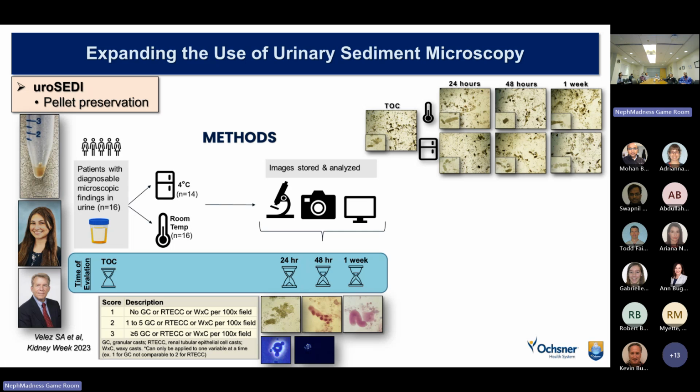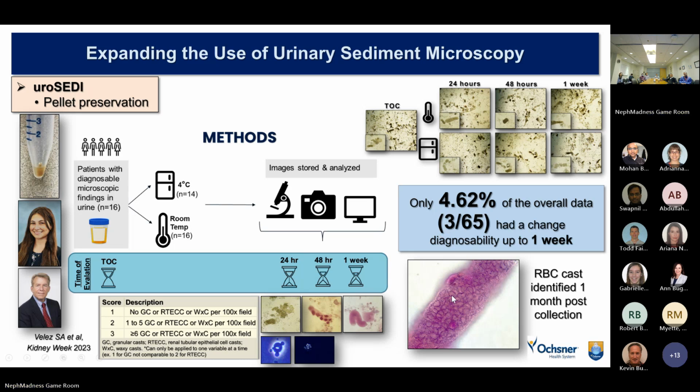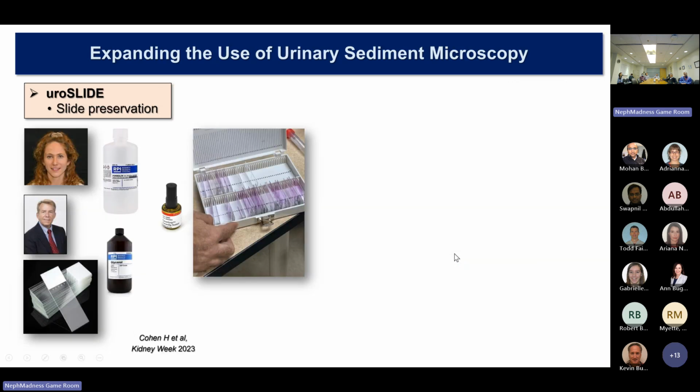That doesn't apply to sediments with bacteria because that would change the pH and mess things around. But outside of that situation, you can actually keep the urine. This is an example of an RBC cast that we found 1 month post-collection in a pellet kept at room temperature. So it's really easy to keep.